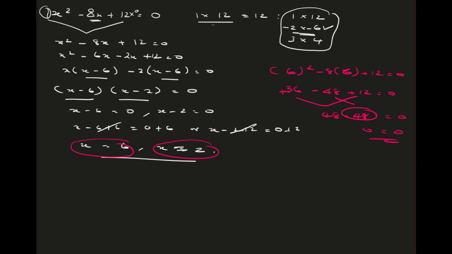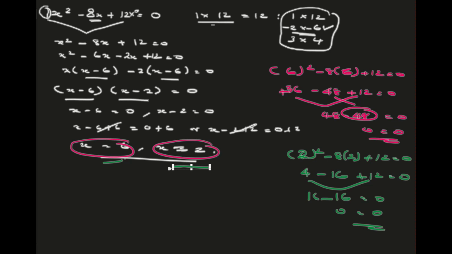We can also try to use our 2. So 2 squared minus 8 times 2 plus 12 equal to 0. So I have 4 minus 16 plus 12 equal to 0. These two can come together and give me 16. Then I bring that other 16 down, we get 0. So 0 is equal to 0. So we know that these two are actually right.